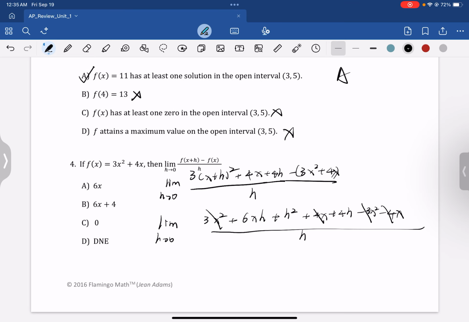So we cancel this out. Alright, cancel h out, which leaves us with the limit as h approaches 0 of 6x plus h plus 4. Oh wait, hold on one second. Plus 4, yeah, plus 4. And there's no h in the denominator because it cancelled during the simplification. So as h approaches 0, what we have left is 6x plus 4. So this one chooses B.